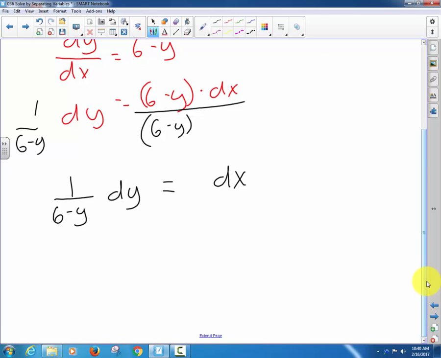And we've got to do that because we've got to have something times dy. Well, once we get to this point, we've got our variables separated. We need to integrate. If we integrate the right side, we get x plus c. What do we do on the left side? How do we integrate 1 over 6 minus y? With the denominator being a binomial, we can't do that.